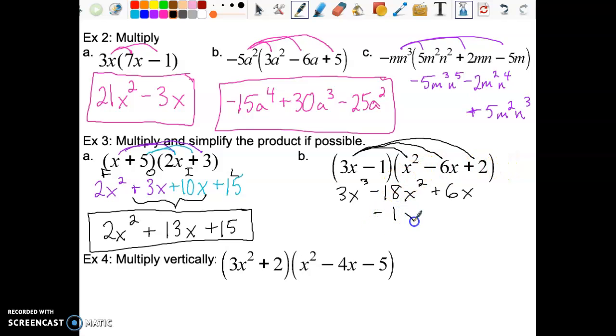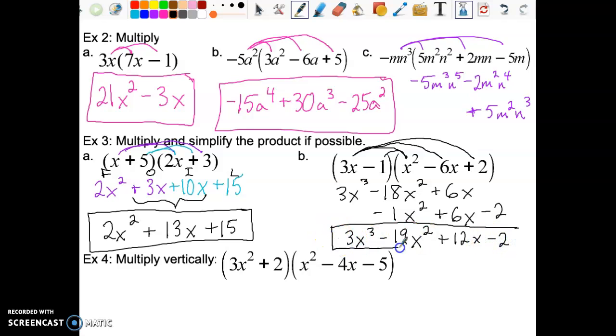What might be new for you is that sometimes when I distribute this negative 1 in here, I line them up. Then when I add like terms, it's really easy for me to see there's nothing like with 3x cubed. I'm hitting all of my x squareds together, my x's together, and then that minus 2 has nothing like with it. So there's definitely a way to do the problem.